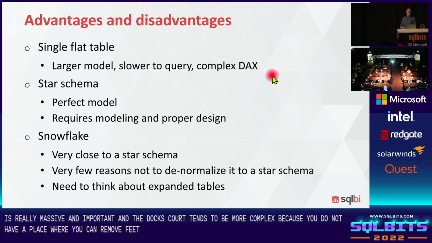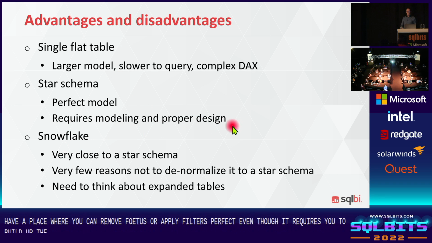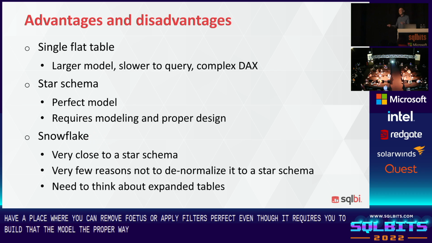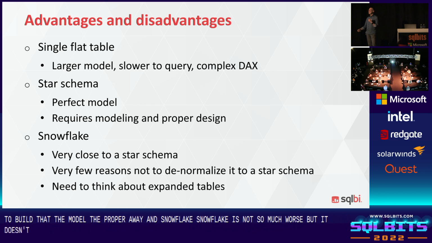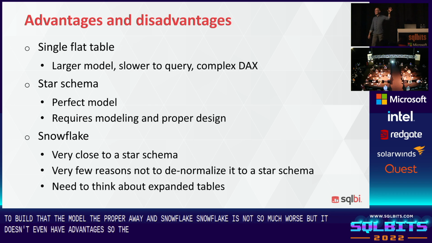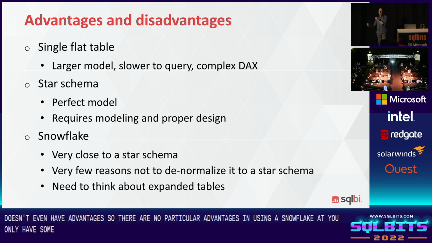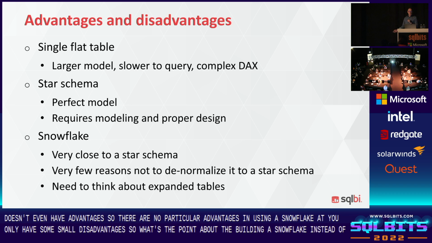And the DAX code tends to be more complex because you do not have a place where you can remove filters or apply filters. The star schema is just perfect, even though it requires you to build the model the proper way. And a Snowflake, well, a Snowflake is not so much worse, but it doesn't even have advantages. So there are no particular advantages in using a Snowflake. You only have some small disadvantages. So again, what's the point about building a Snowflake instead of a star schema?